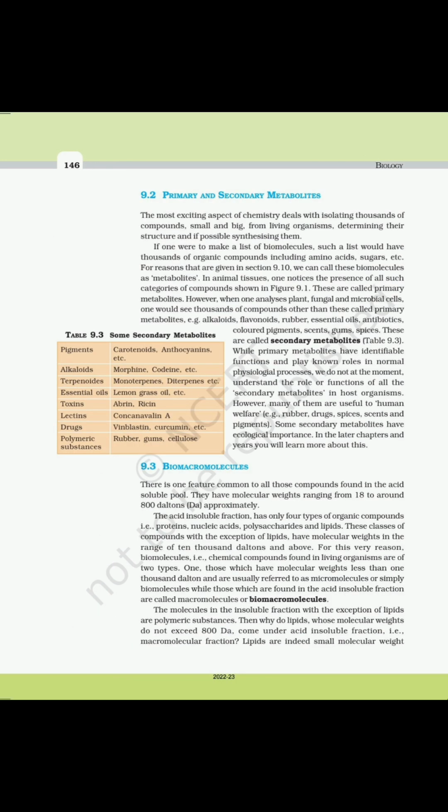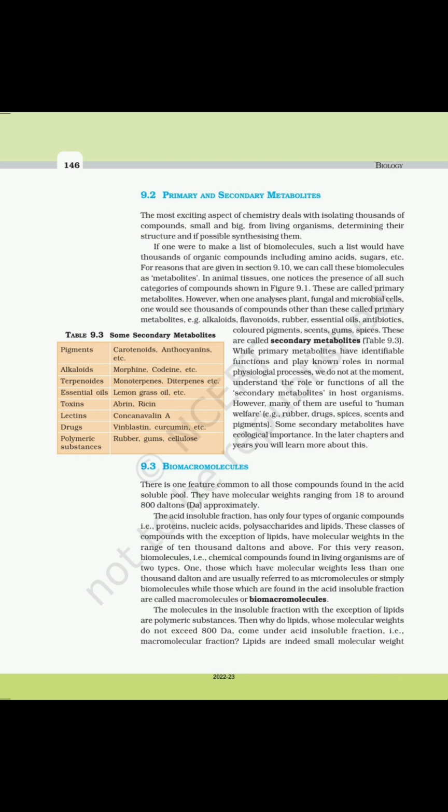9.2 Primary and secondary metabolites. The most exciting aspect of chemistry deals with isolating thousands of compounds, small and big, from living organisms, determining their structure and if possible synthesizing them. If one were to make a list of biomolecules, such a list would have thousands of organic compounds including amino acids, sugars, etc. For reasons that are given in section 9.10, we can call these biomolecules as metabolites. In animal tissues, one notices the presence of all such categories of compounds shown in figure 9.1. These are called primary metabolites.